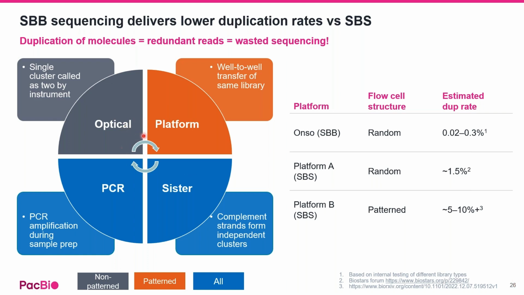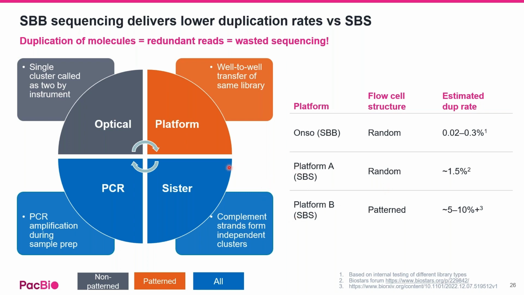So shown in the figure on the left are all sources of potential duplication events, with the optical category mainly impacting systems with non-patterned or random flow cells, as color-coded here, while platform occurs with patterned flow cells and chemistry. And others, shown here in blue, occur in all types of platforms.